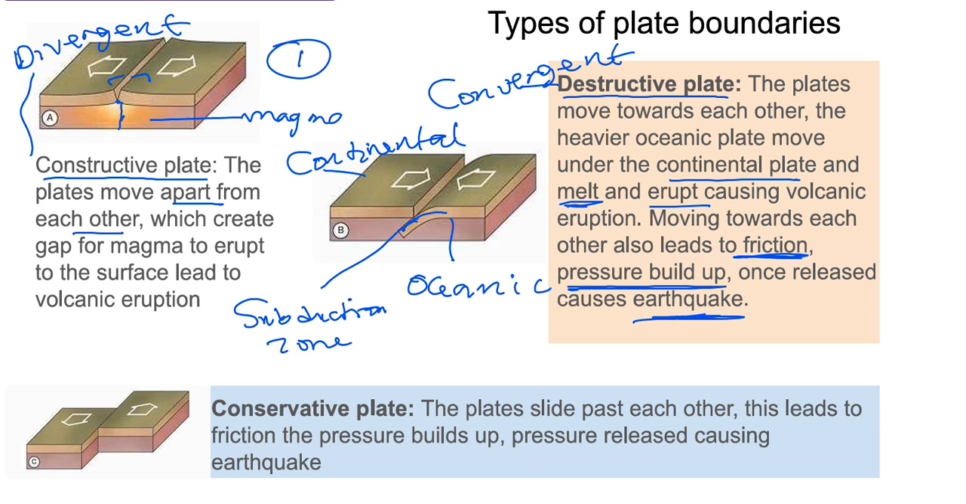Now, conservative plate, this is where the two plates slide past each other, moving in opposite directions like this, side by side. So the plates slide past each other, and this will lead to friction, the buildup of pressure, pressure release, causing an earthquake. That's it.